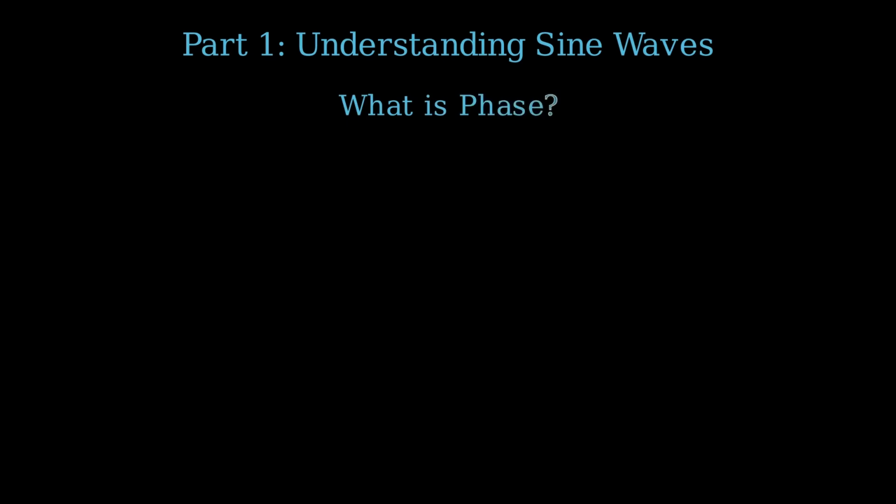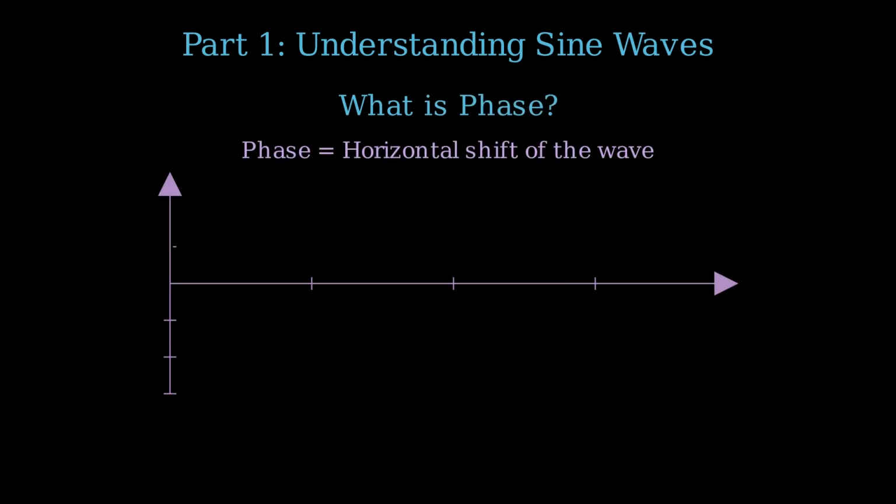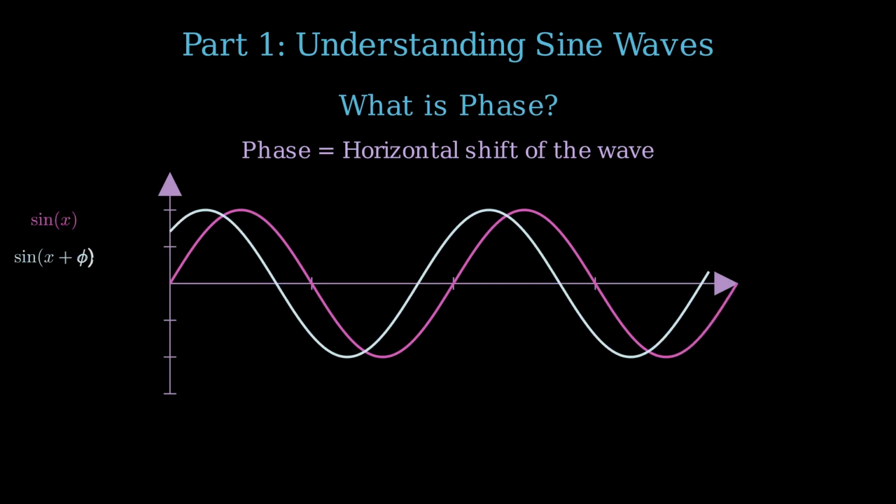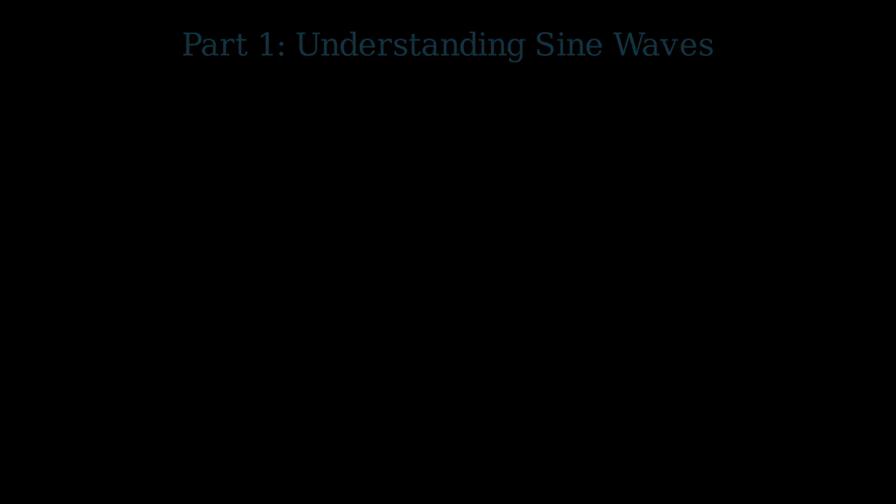Next, let's explore phase. Phase simply represents the horizontal shift of the wave. If we plot a standard sine wave and another one with a phase shift, denoted by the Greek letter phi, you can see it's the same wave, just shifted left or right. This phi tells us the wave's starting point in its cycle.